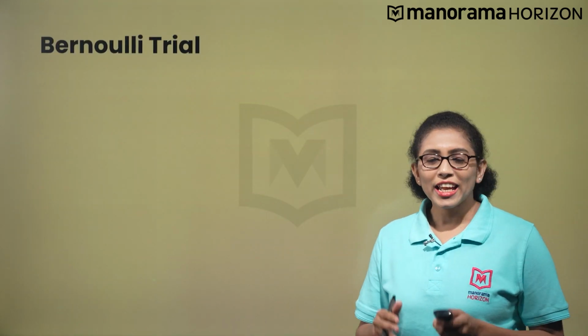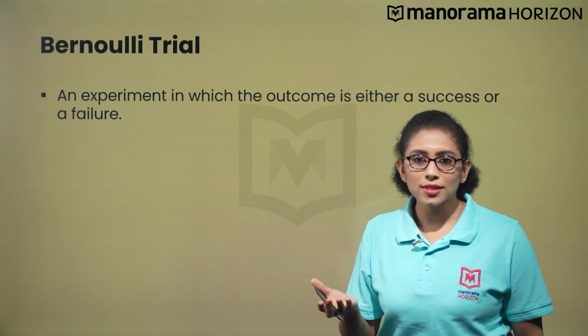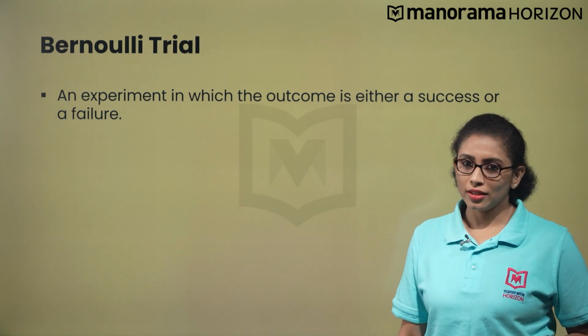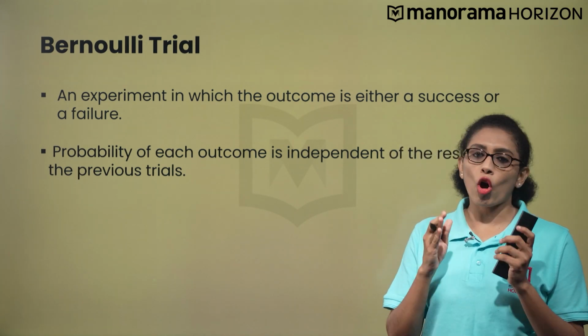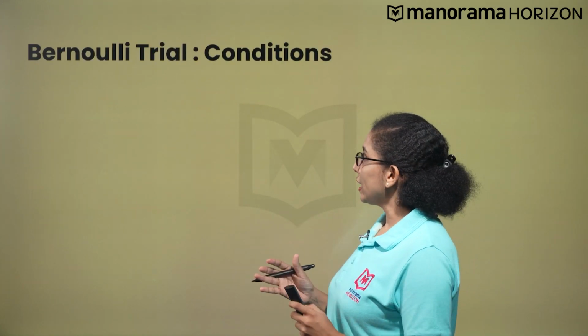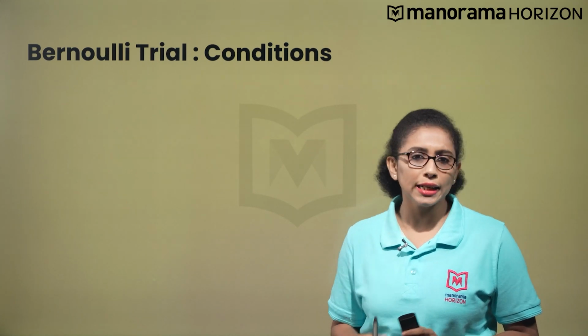The only possible outcomes of a Bernoulli trial are success and failure. A Bernoulli trial is an experiment in which the outcome is either a success or a failure. It is like an answer to a yes or no question. The probability of each outcome is independent of the results of the previous trials. The trials of a random experiment are said to be Bernoulli trials when they satisfy certain conditions.